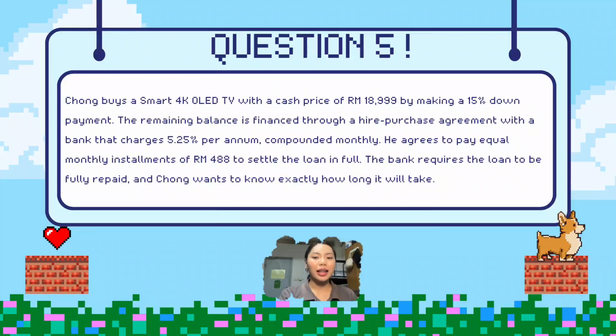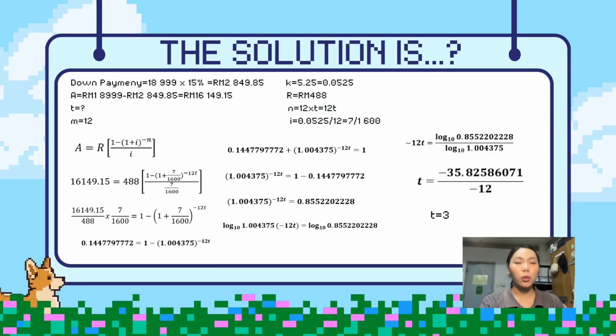Question 5 states that Chong buys a TV which is 18,999 ringgit. Then he makes a down payment of 15%. The remaining is paid under an agreement with a bank that charges 5.35% per annum compounded monthly. He pays a monthly installment of 488 ringgit to settle the loan. Chong wants to know how long it will take. From the question, we are required to find the T, which is the time.